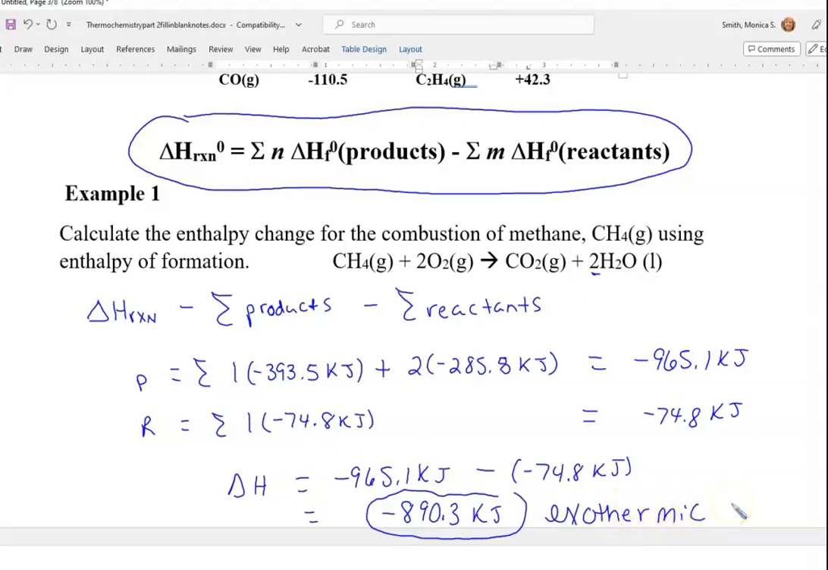Okay, so super easy. If I have heats of formation, I'm going to take the product side minus the reactant side, and that's going to get me my answer.